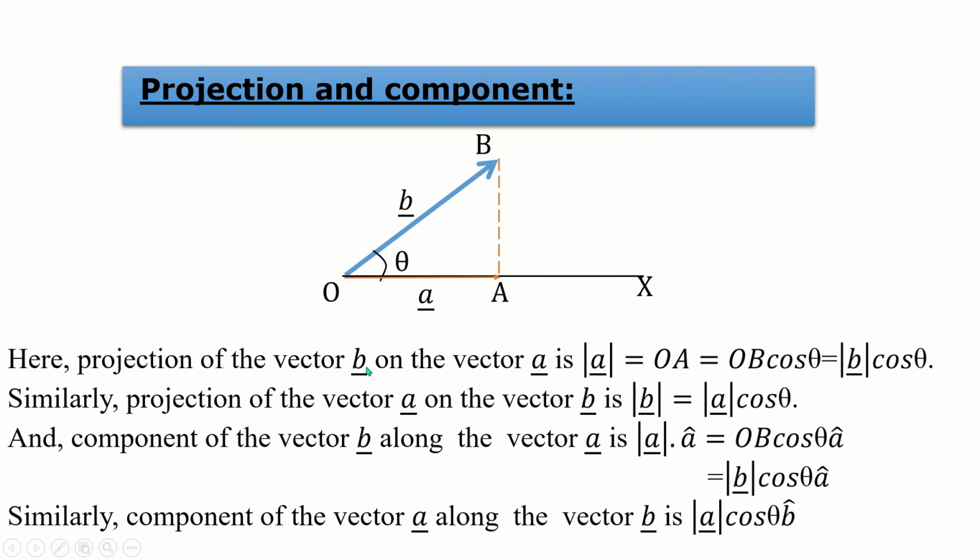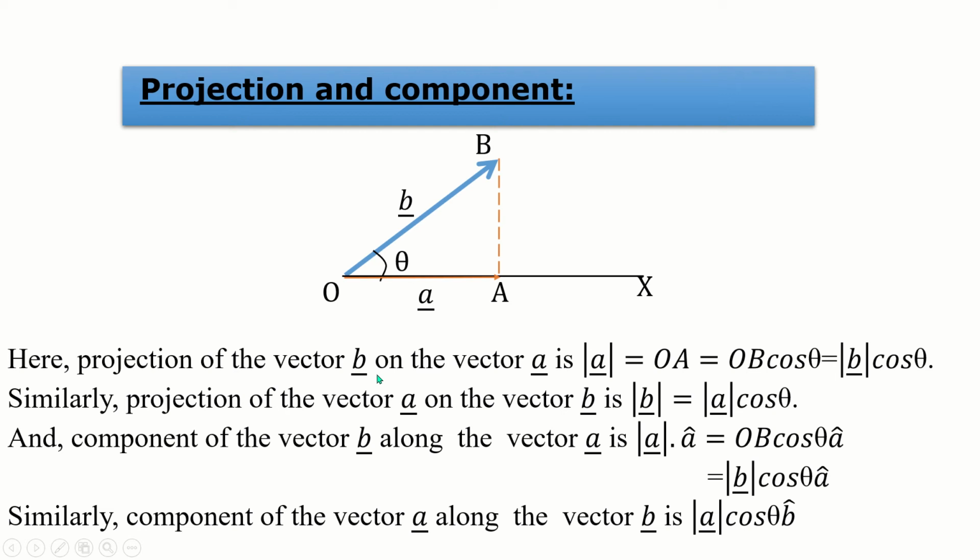I have just written the language. Projection of the vector b on the vector a is the absolute value of a vector. The absolute value of a vector and OA, that means this measurement is the same. But this equals OB cos theta. OB is equal to the absolute value of b, that means this cos theta. Similarly, when OA equals b and OB equals a, then the projection of a on b vector will be absolute value of a vector cos theta. Okay.